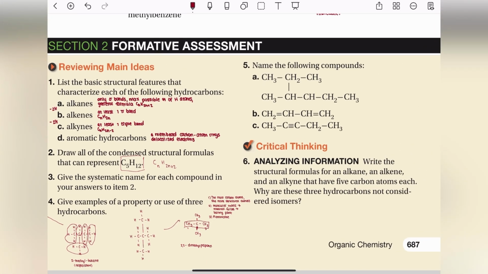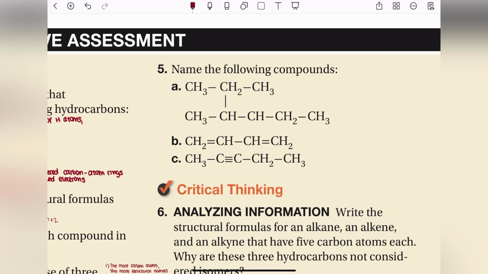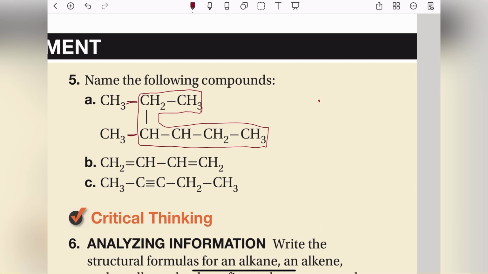Now, number 5. We are asked to name the following compounds, and right away we can see that 5A is an alkane because there are only single bonds, and let's identify the parent hydrocarbon. It'll be this chain of hydrocarbons over here because it has the most alkyl groups attached to it, and it's the longest continuous chain. So this parent hydrocarbon has 6 carbons, so we'll call it hexane, ane for alkane.